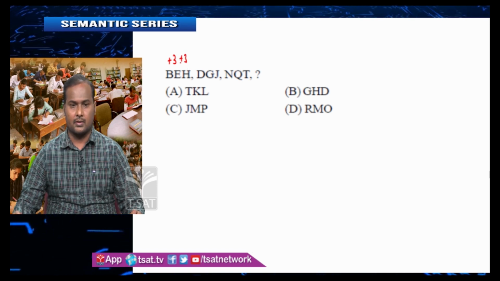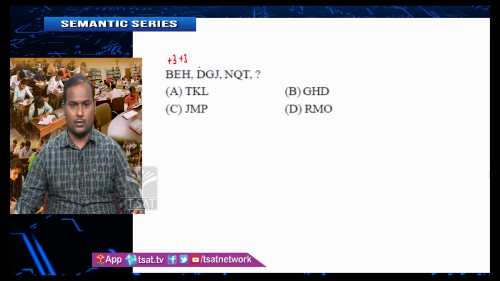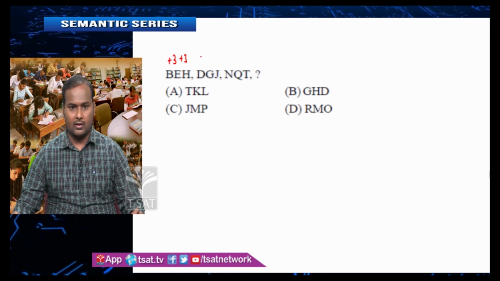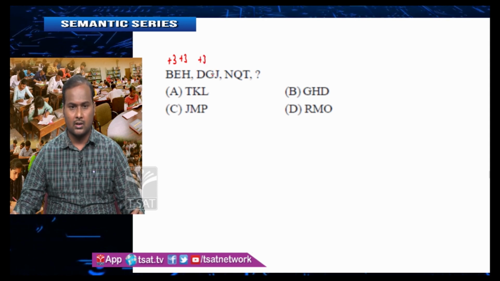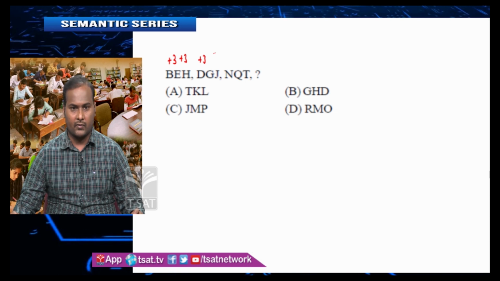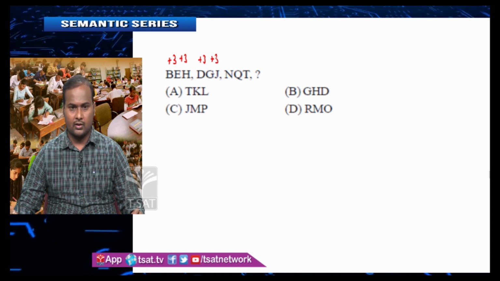So, plus 3, plus 3. In the same way, check the next one. D to G, it is increasing by plus 3. Again, G to J, here also it is increasing by 3.